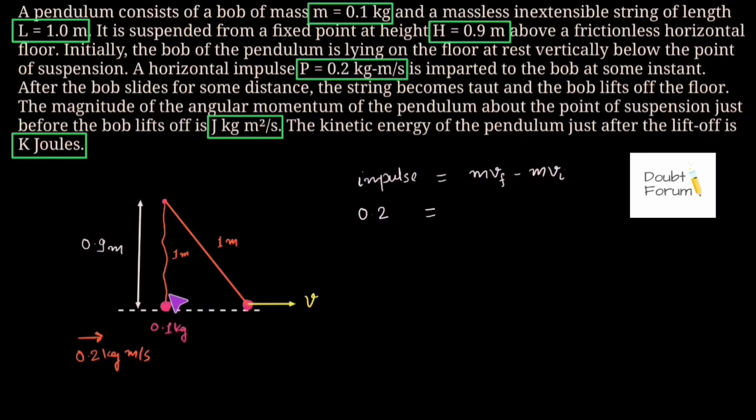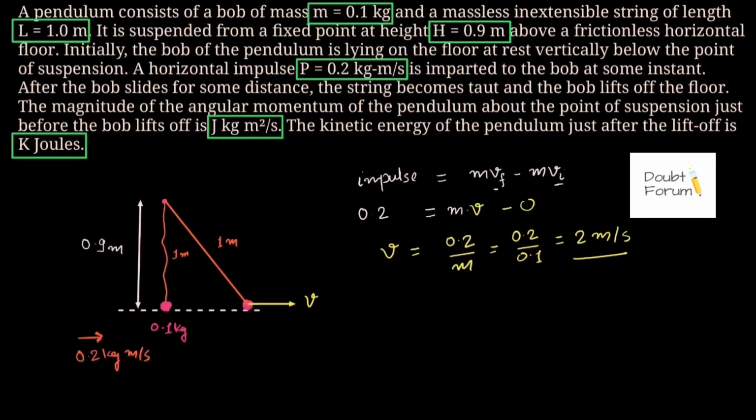So initially the bob was at rest. So initial velocity would be 0. And the final velocity we have assumed its value to be v. So this would be equal to m into v, and this term would become 0 because initially the bob was at rest. So from here the value of v would come out to be 0.2 divided by m. Here this m is the mass of the bob and its value is equal to 0.1 kilogram. So from here the value of v would come out to be 2 meter per second. So once we have found out the value of this v, the first thing after that is to find out the angular momentum.